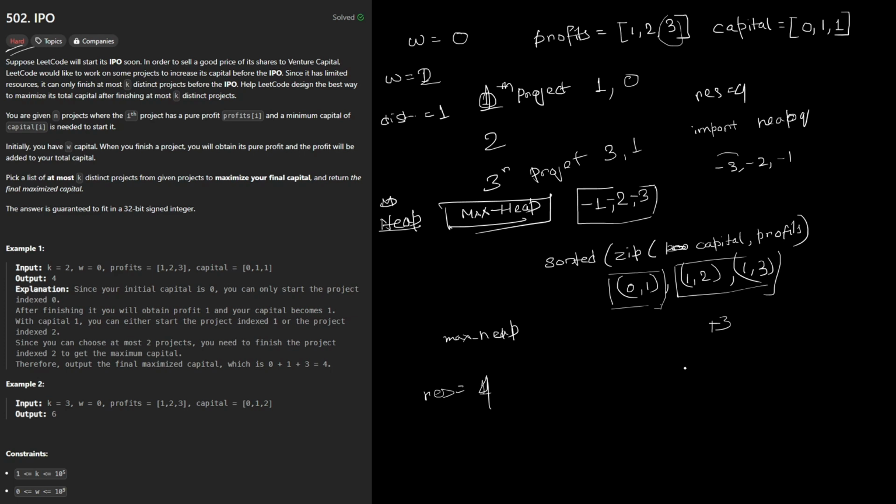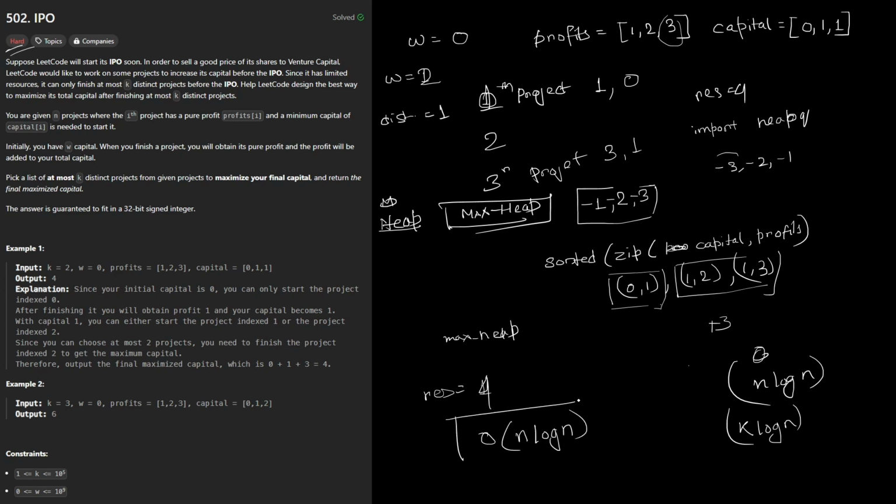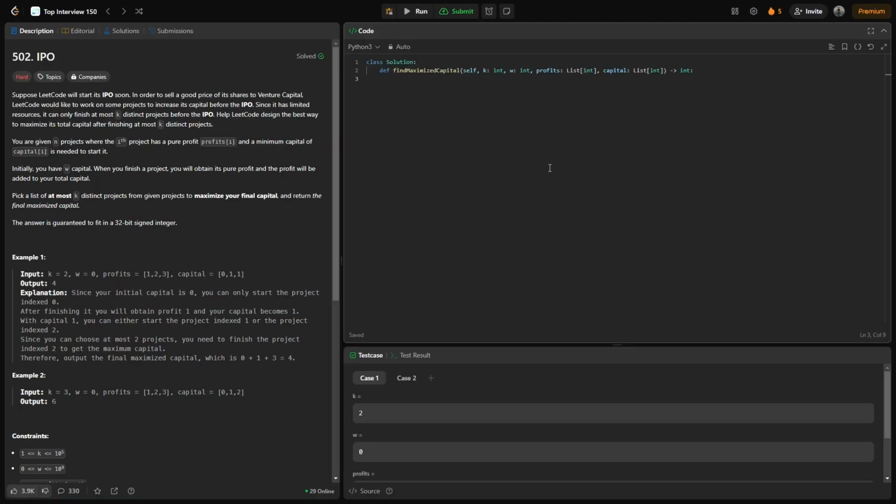And one more thing to understand: to sort this, it is going to take me n log n, and then to use a maxip, it would be k log n, because you need k distinct elements. So overall, I can say big O of n log n would be the time complexity for solving this problem. Let us jump there. The first thing that is required is to import our heap queue. And this problem is going to be a difficult one, so I would ask you to bear with me.